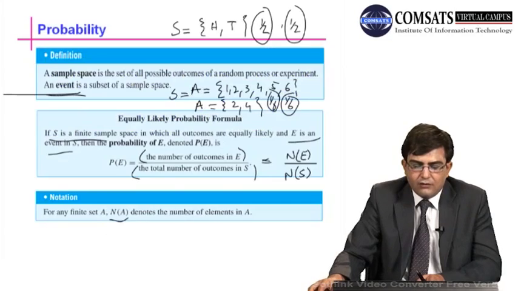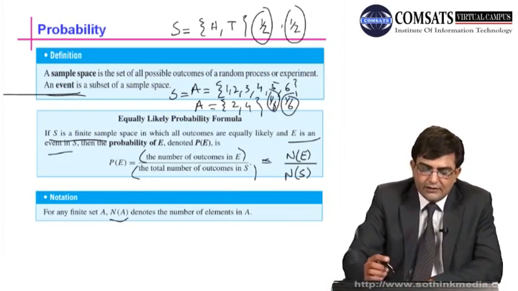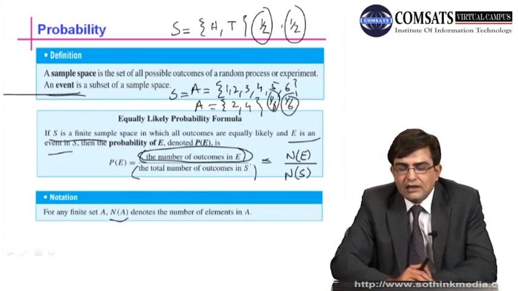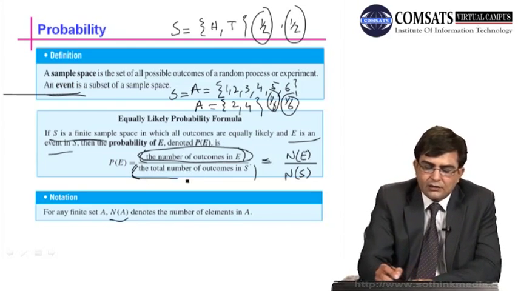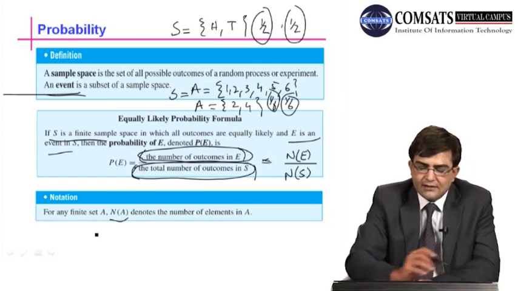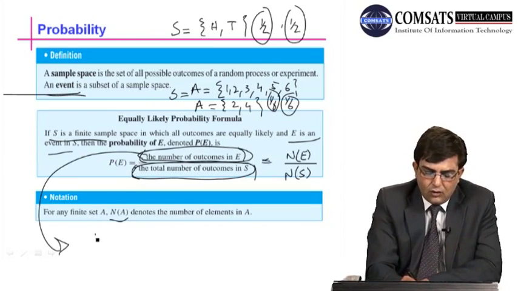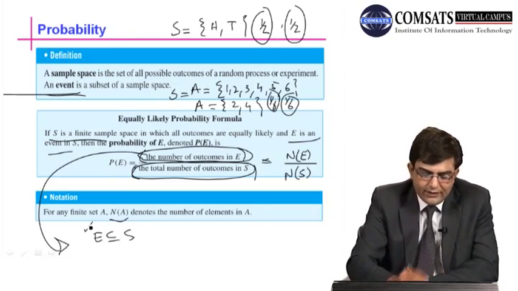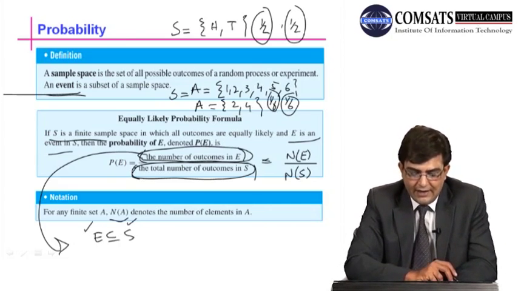in the equally likely probability formula, the number of outcomes in E is divided by the total number of outcomes in S. This E set is always a subset of S. Now the number of elements in E must be less than or equal to the number of elements in S.